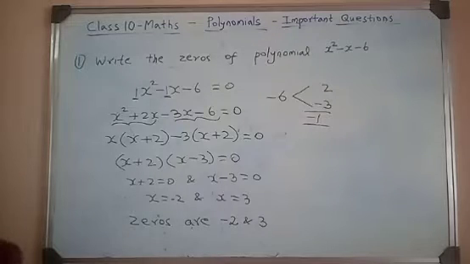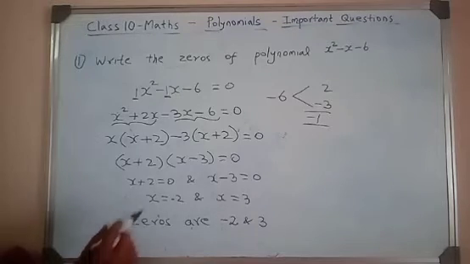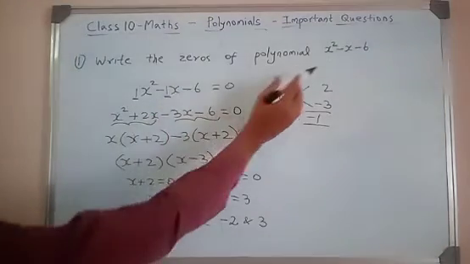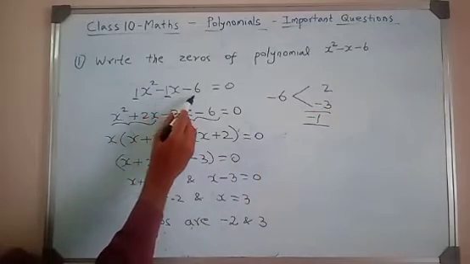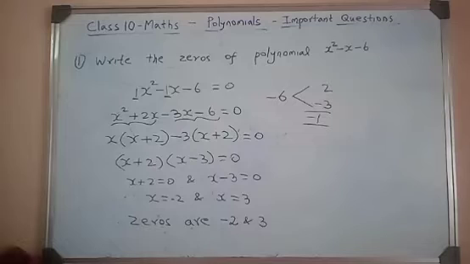To find the zeros of a given quadratic polynomial, first we have to find the factors. If it is a quadratic polynomial, we will get two factors. So I have to equate the factors to 0 to get the zeros of the given polynomial. Here x square minus x minus 6 is given. So 1x square minus 1x minus 6 is equal to 0, like that we can write.